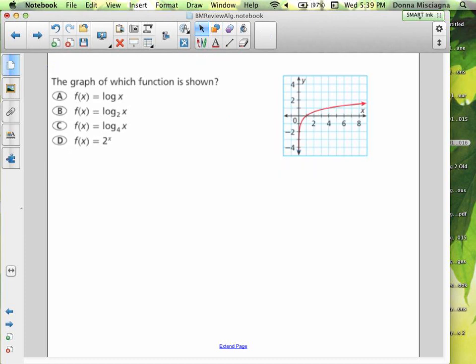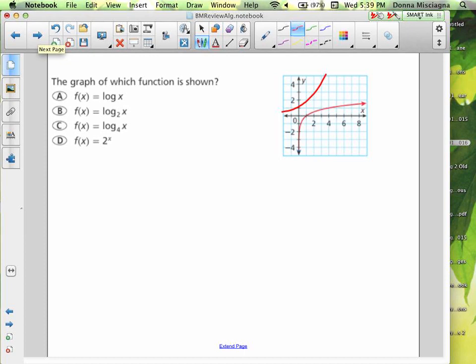Oh, I hate when it boxes. There goes my numbers. Okay, so now we're looking at the log functions. Okay, so we see we have no translation here. And, well, how do we know it's log and not exponential? Well, an exponential function, first of all, wouldn't cross the x-axis, and it would look like that.